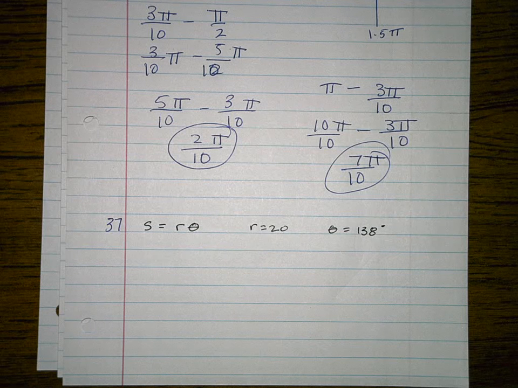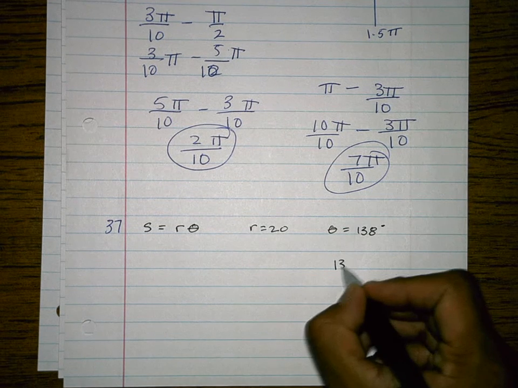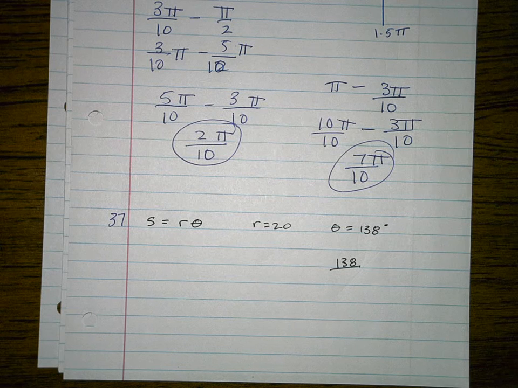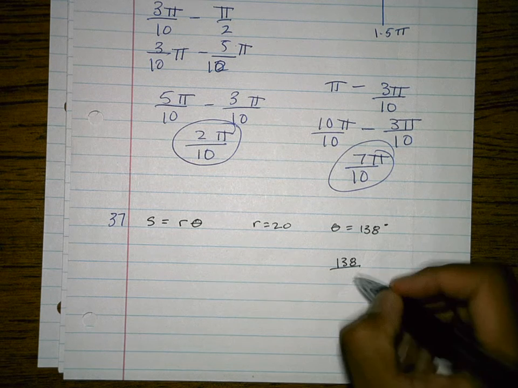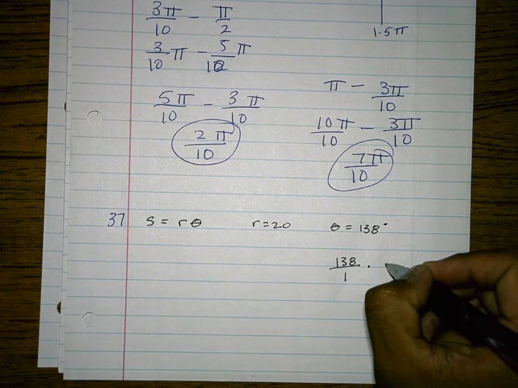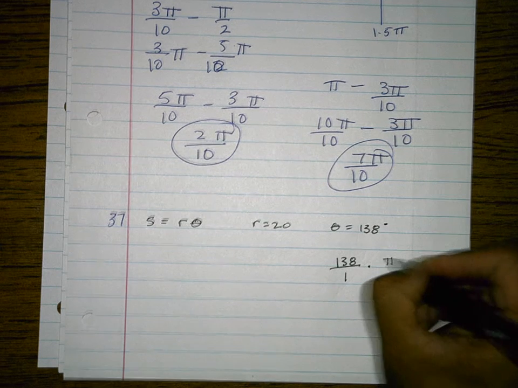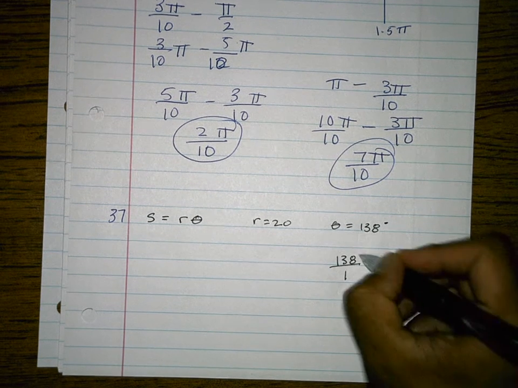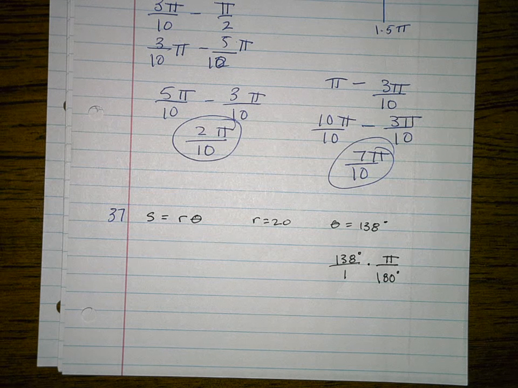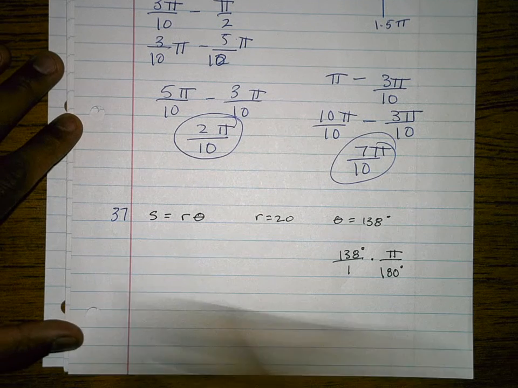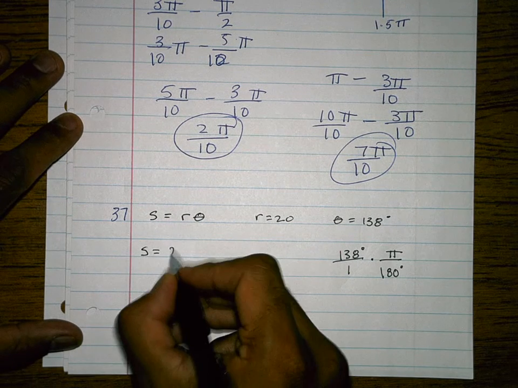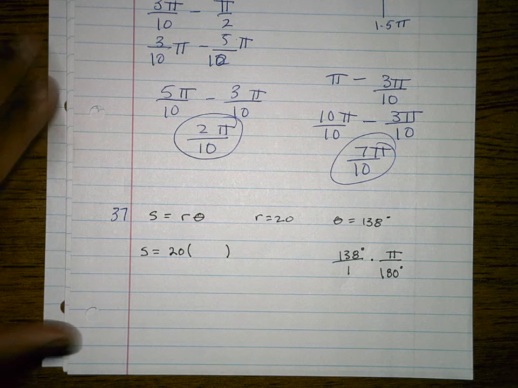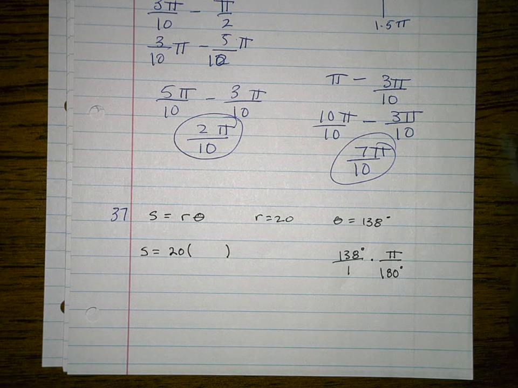So I can either convert it to radians now or do it at the same time, whatever the case may be. I'll go ahead and do it right now. So 138 over 1 times pi over 180. Okay, that's degrees right there. And if I do that, I can reduce it down. So kind of getting started over here, it's going to be S equals 20 times this. So I have to reduce these down.